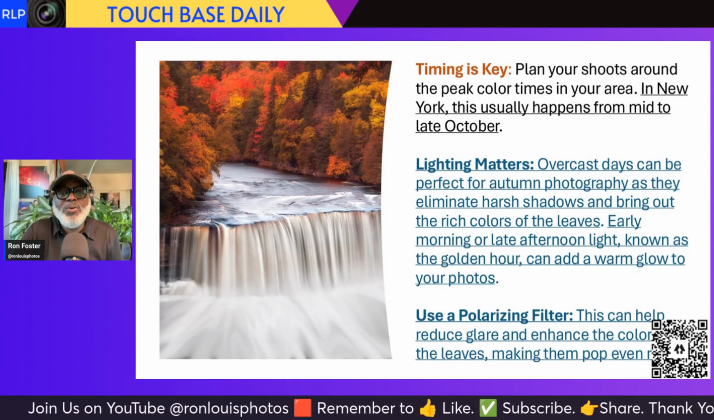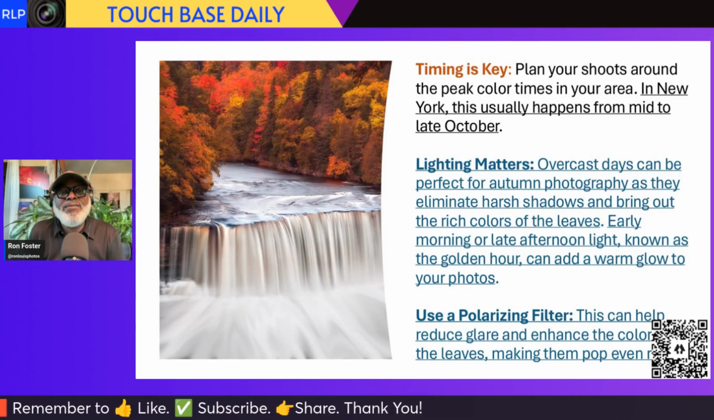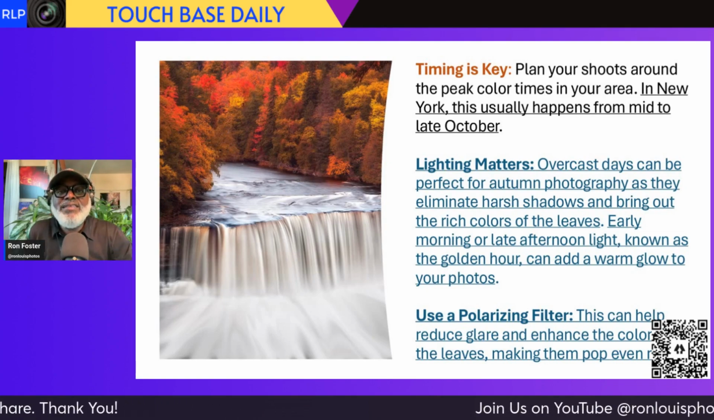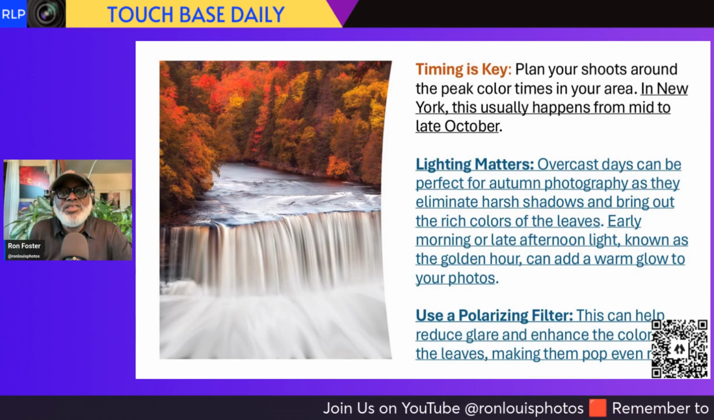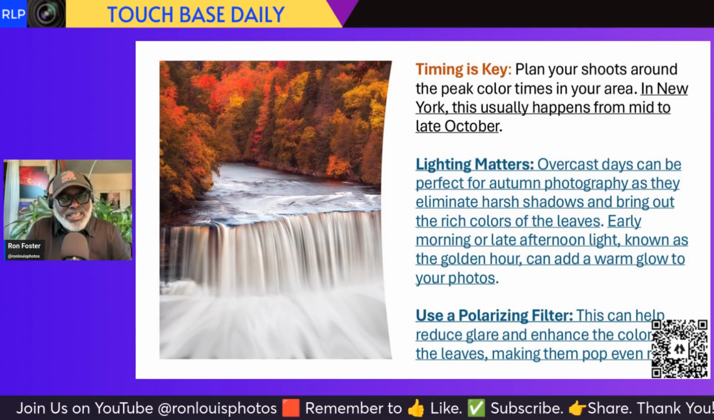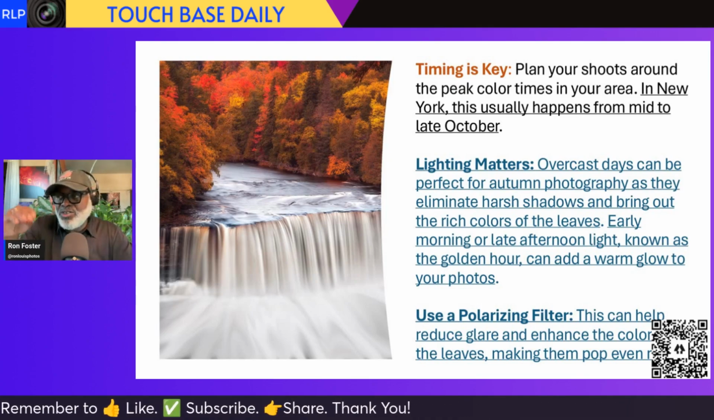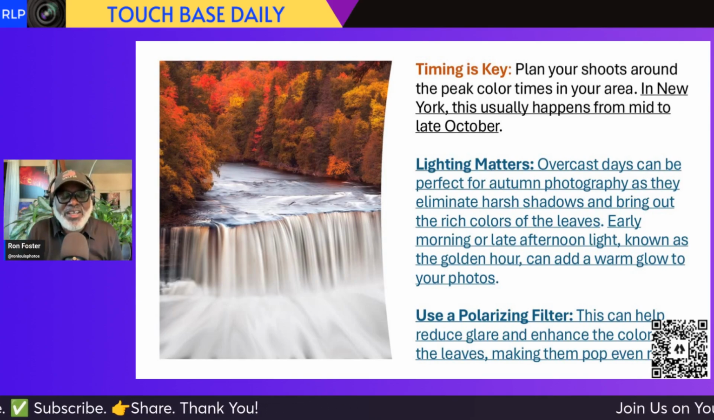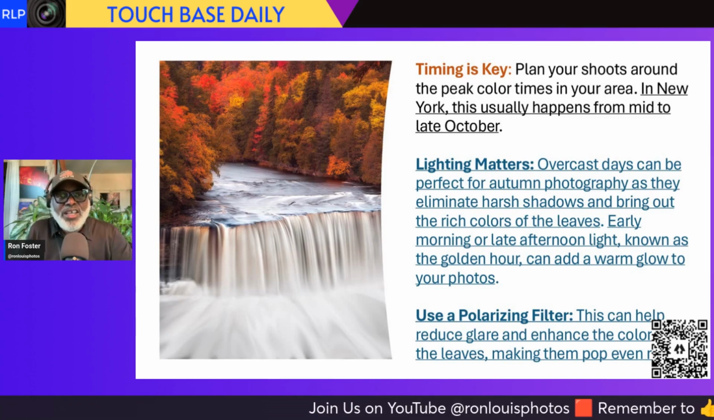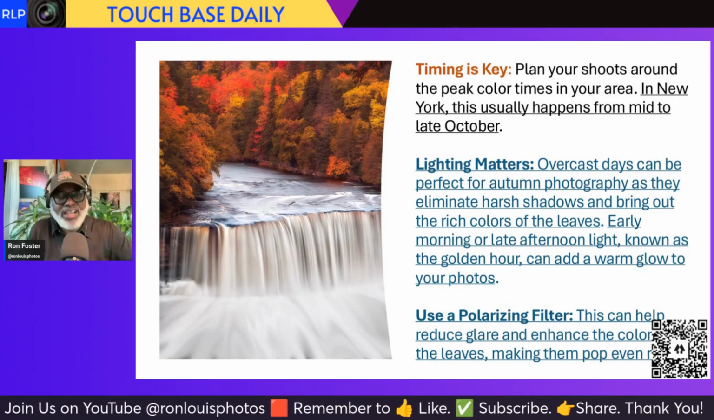Look at that. Number 1, timing is key. Plan your shoots around the peak color times in your area. For we in New York, this usually happens from mid to late October. Now, it could be wherever you are. Just look at the calendar. Most of your states are going to tell you, they give you the graphs of how the leaves are changing in your area. You can also go online to Google, and they actually have a tracker. If you say tracking autumn leaves color for the season, there's a tracker.